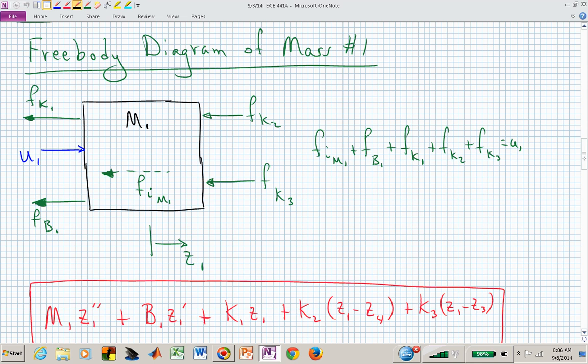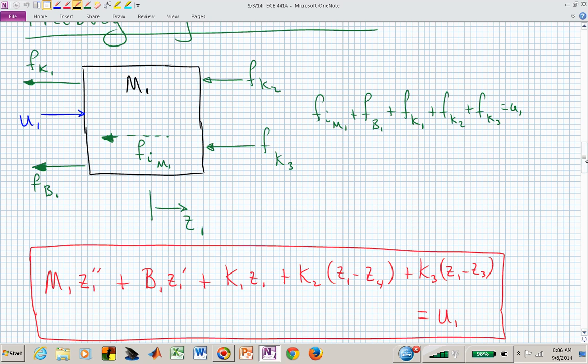And if I slide down just a little bit, you'll see that I was running out of room, and all of that is equal to u sub 1. That's because u sub 1 is going in the opposite direction to all of the other forces.